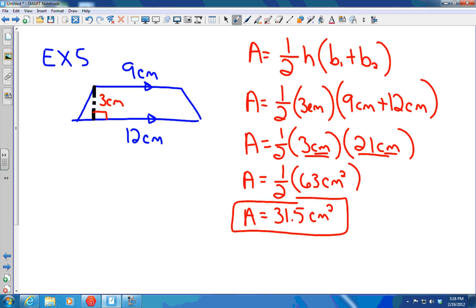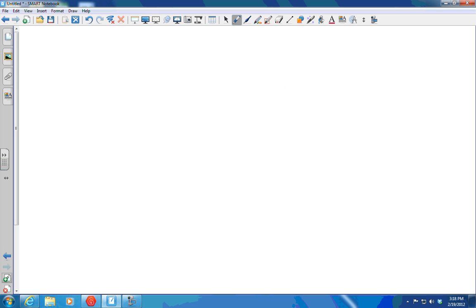Let's try rhombuses and kites. So that was trapezoids. Let's try rhombuses and kites. These two have the same formula. Rhombuses and kites have the same formula for area. If I have a rhombus, this would be example 7. Let's say I have my rhombus, and just to remind you, a rhombus is a quadrilateral, a parallelogram with 4 congruent sides.